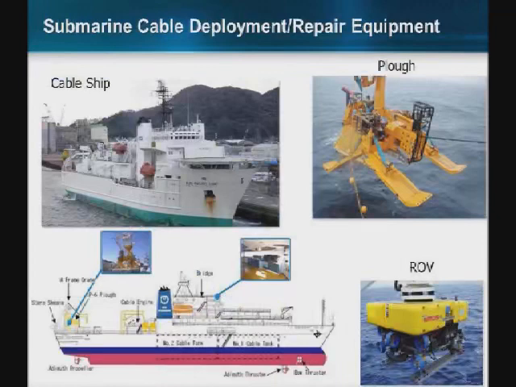This is just a snapshot of typical repair and deployment equipment. You have a cable ship. It's a specialized ship that houses spare cable and typically has multiple cable tanks. It's spooled, and you can have thousands of kilometers of cable in these tanks. And then additional burial equipment such as plows and ROVs for shallow water burials.